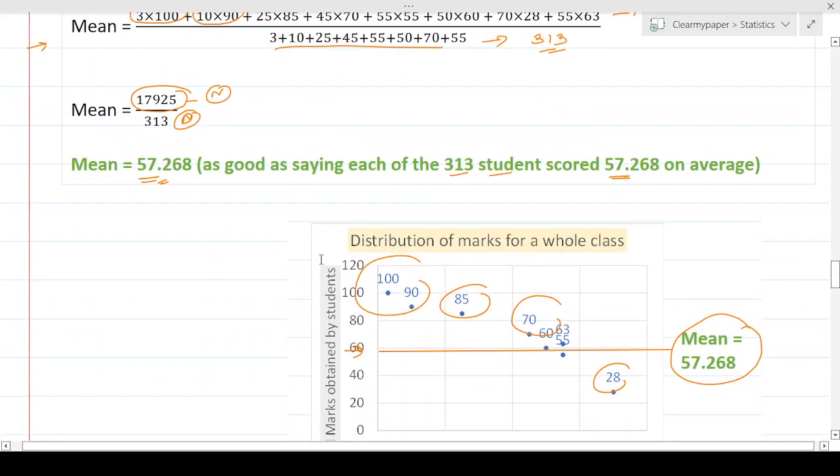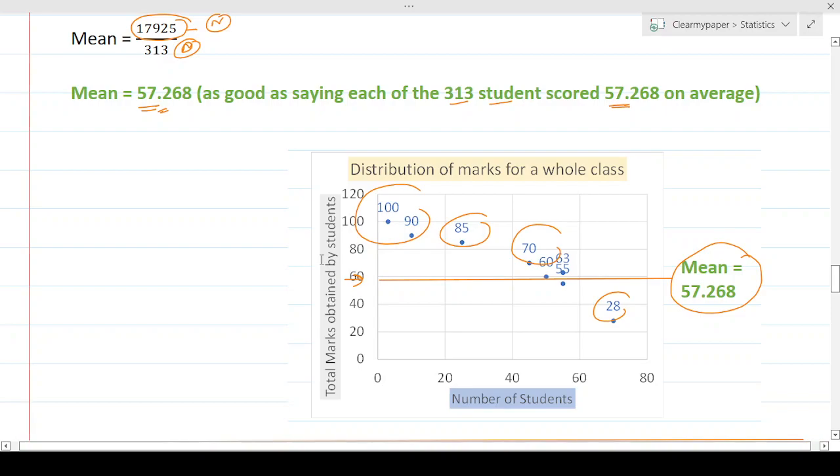So if someone wants to understand, I'm not interested in each student in the class, tell me what is the average marks, or what is the arithmetic mean, or what is the measure of central tendency using mean, the answer is going to be 57.268. And that's what this bar is. If I have to just draw the average for the whole class, I'll just use this bar and say that, hey, this is where the class is, regardless of where the individual students' marks lie. And if you see here, the marks are scattered around this. Some of them are more than this, some less than this, some near this. So on an average, the mean is 57.268.